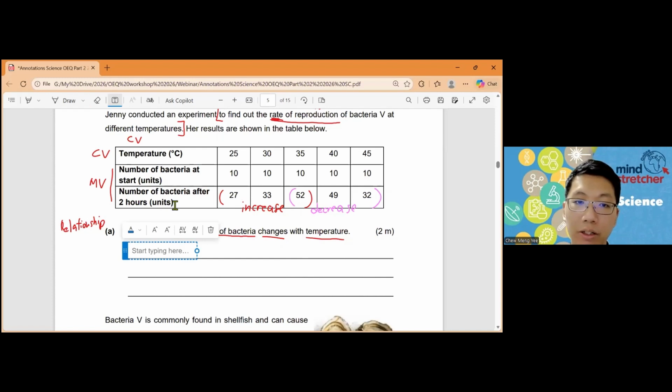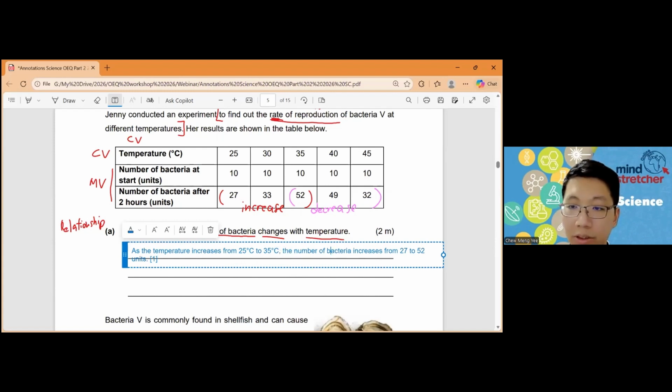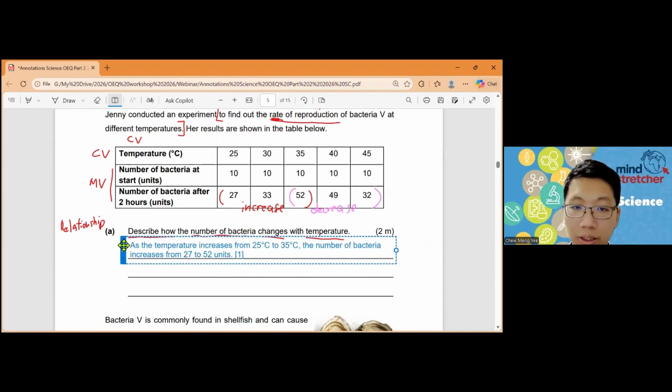So what you can write here is, as the temperature increases from what to what? 25 to 35, right? So as the temperature increases from 25 degrees Celsius to 35, how did the number of bacteria after 2 hours change? So you continue: number of bacteria increases from 27 to 52. Okay, this is the first trend.